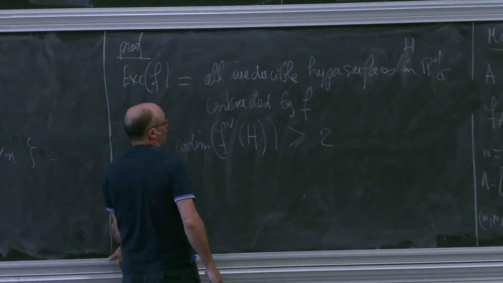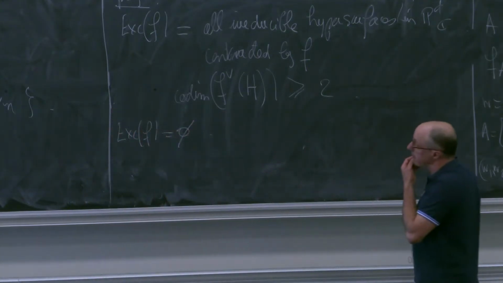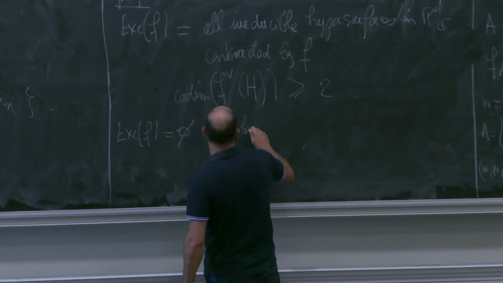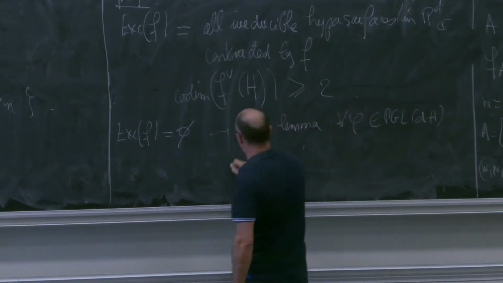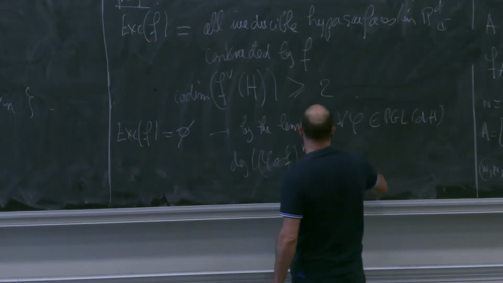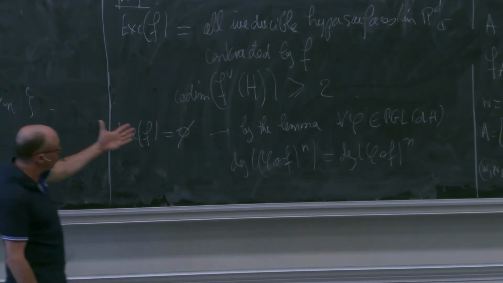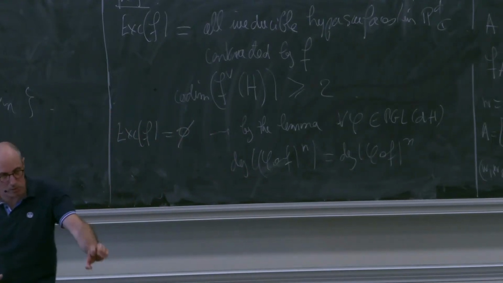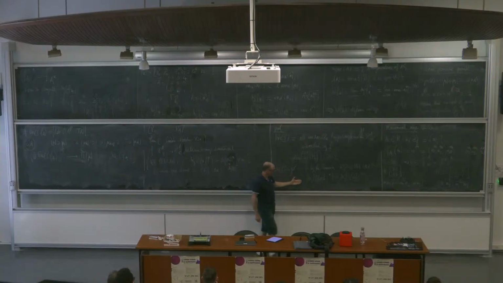Okay, so the first case is that if the exceptional locus of f is empty, then it's fine. Because by the lemma, for all phi in PGL(d+1), the degree of phi composed with f to the n is equal to the degree of f to the power n. So to have problems computing the degrees of the iterates, you need a hypersurface to be contracted to something smaller and eventually map after a zillion iterates to the indeterminacy locus of f. So suppose that you don't contract hypersurfaces, then you can apply the lemma for any integers. The exceptional locus of phi composed with f is the same as the exceptional locus of f, and so you get this for any phi.